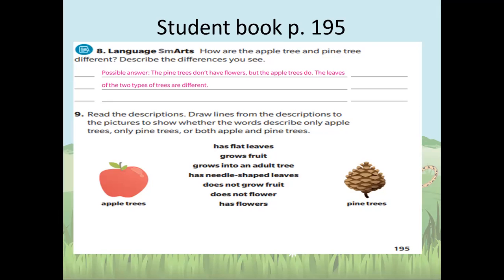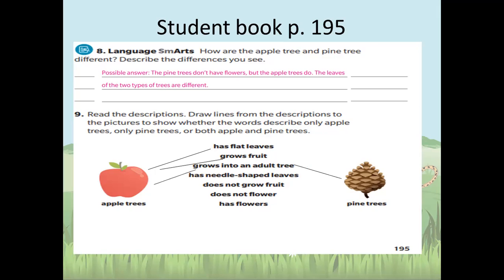Question number 9. Read the description and draw a line from the description to the picture to show whether the word describes only apple tree, only pine trees, or both. Has flat leaves. It's the apple tree. Excellent. Grow fruit. Remember, the one that will grow fruit is the one that has a flower. So apple tree grows fruit, which is the apple. Grow into an adult tree. Both of them will grow into an adult tree.